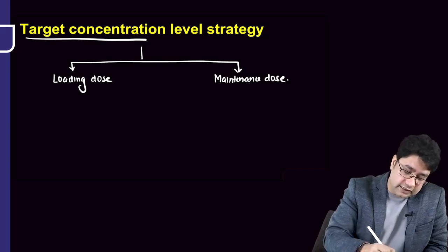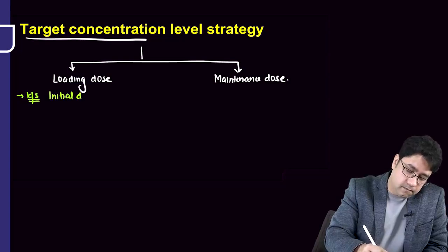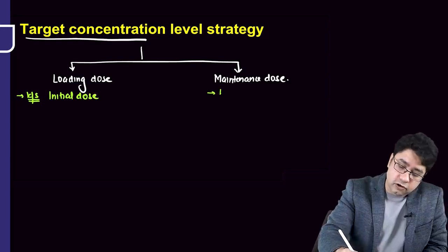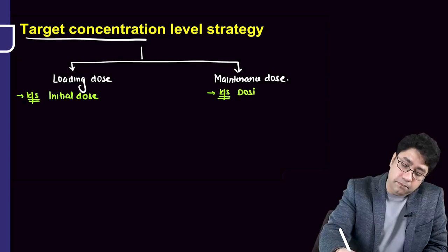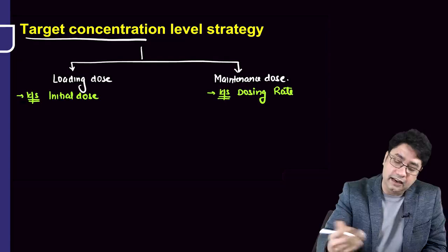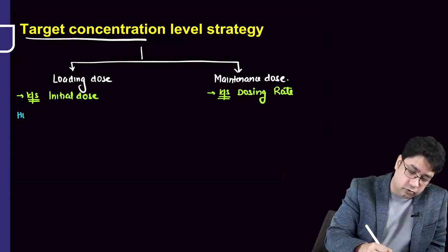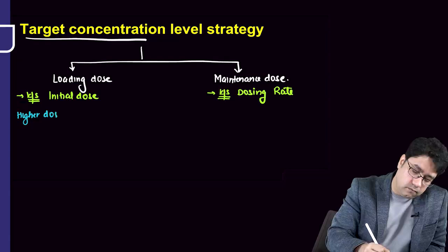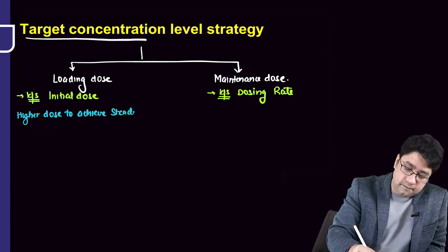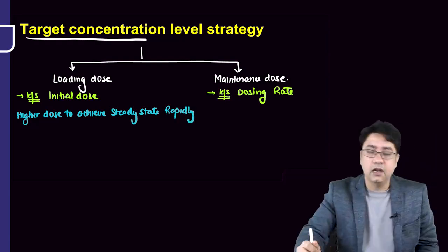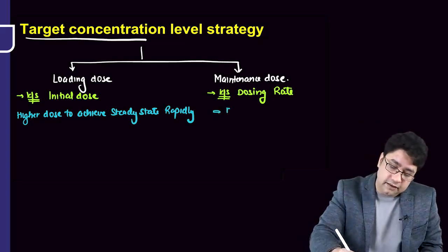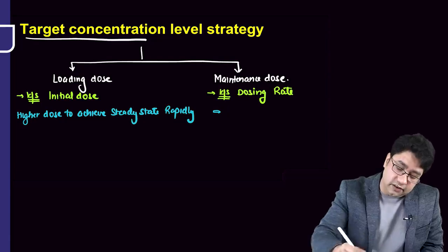So loading dose is also known as initial dose. Maintenance dose is also known as dosing rate because you are repeating the dose with time, dosing rate. Now, loading dose is given, it is the higher dose to achieve steady state or target concentration rapidly. Okay. Maintenance dose, it is given after steady state is achieved.